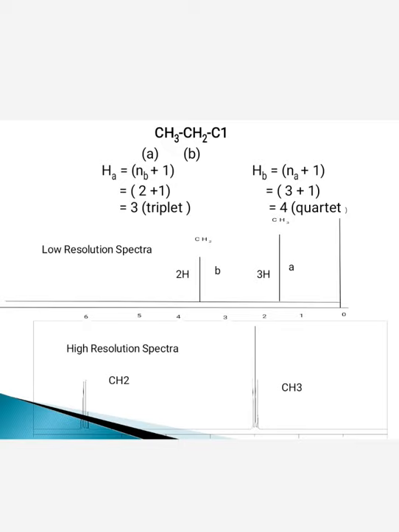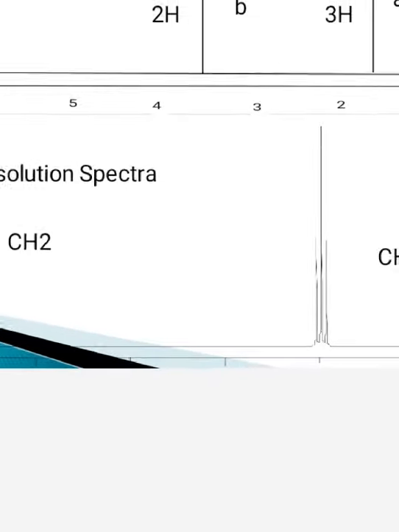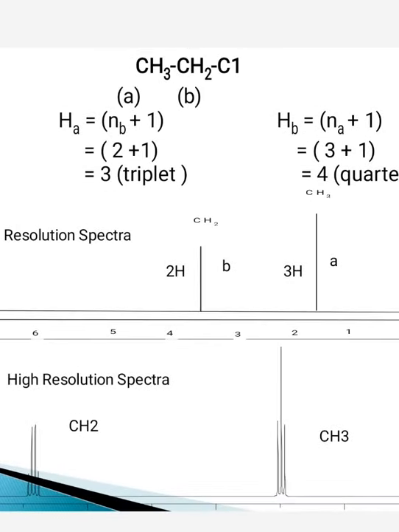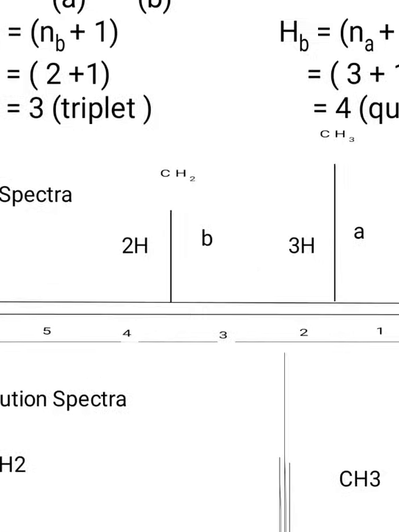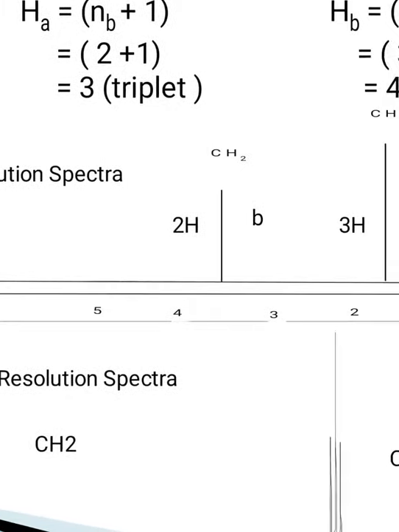Now let us move toward the second problem. Ethyl chloride. In ethyl chloride, there are two sets of protons, set A and set B. We get a triplet for set A and a quartet for set B. As there are two types of protons, there are two peaks on the low resolution spectrum, set A and set B, with intensity heights of 3 hydrogen atoms and 2 hydrogen atoms. Triplet and quartet appear in the high resolution spectrum for those respective peaks.